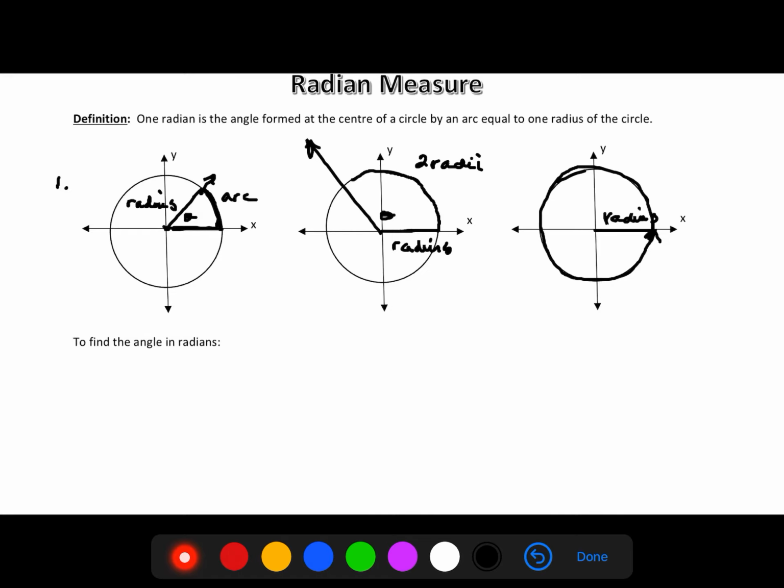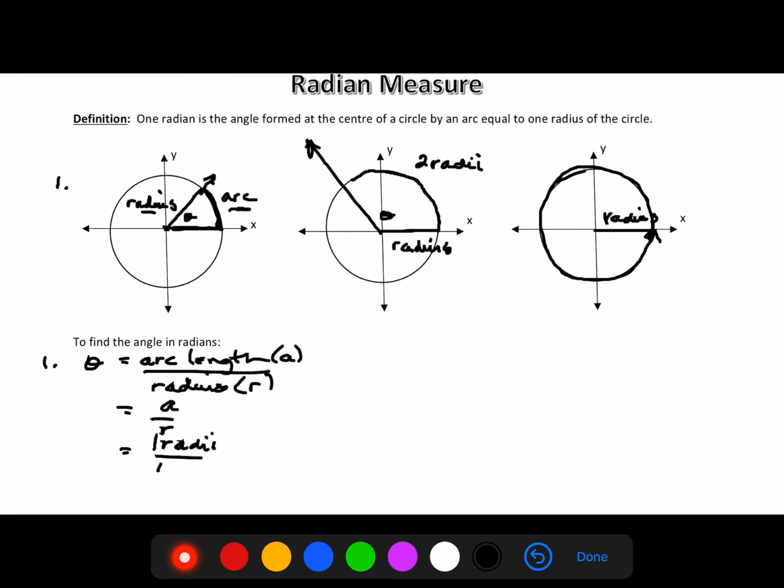So for our first one, theta is equal to the arc length, which is represented by A, divided by the radius as R. Well, if A over R are the same, so our arc is the same length as our radius, then you're going to have 1 radius over 1 radius, which is equal to 1 radian.